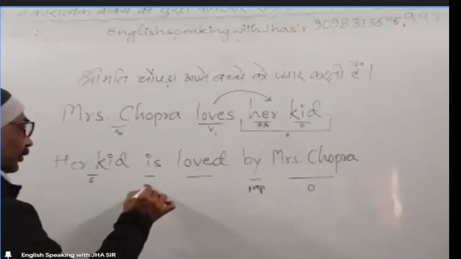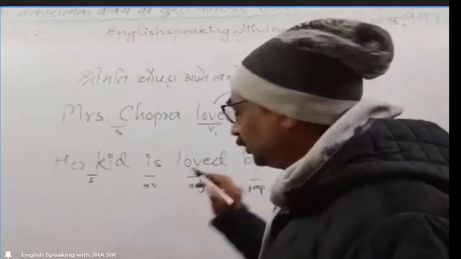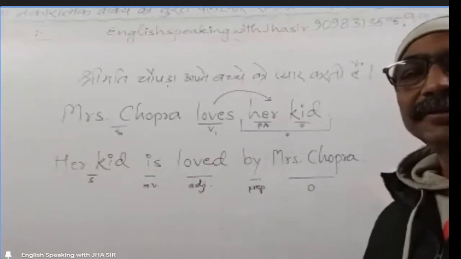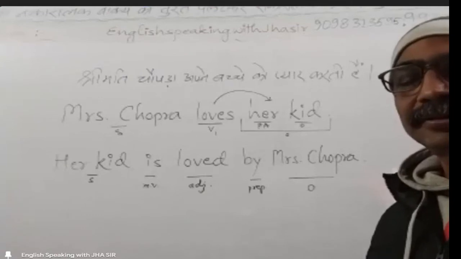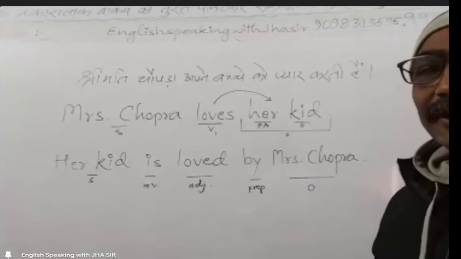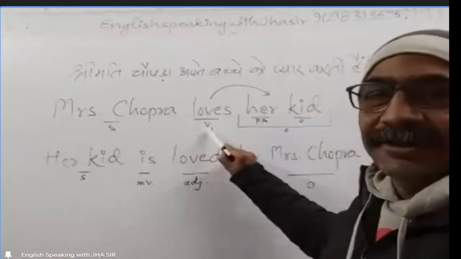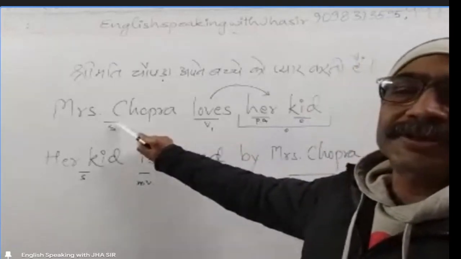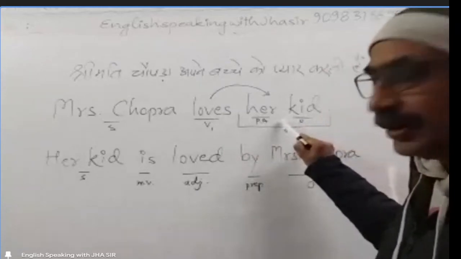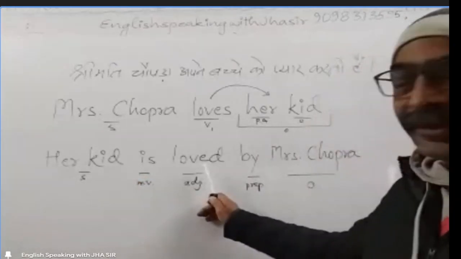Is is the main verb here, and loved is an adjective here. Why is this an adjective, Poonam? Do you want to ask this? Yes, sir. Actually, according to the rule it is a verb here, but it is working here as an adjective, right? Yes, sir. See clearly, Poonam, see here clearly. This is a verb here, right? This person is performing this verb. Mrs. Chopra is loving whom? Her kid. But is her kid loving? Is this subject performing this action?